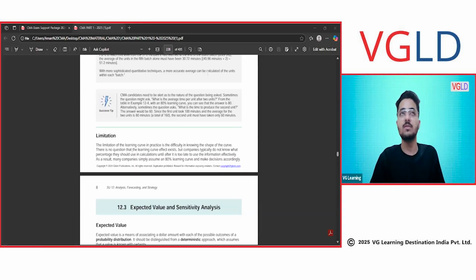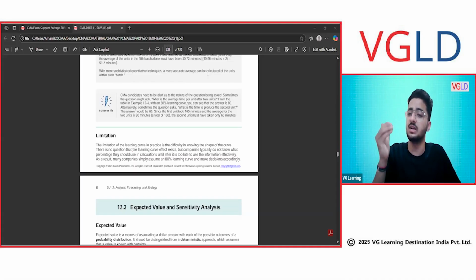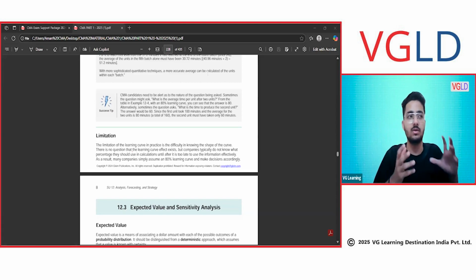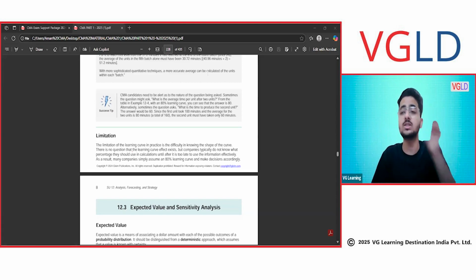So what is a learning curve? Learning curve is basically that particular assumption or analysis for our budgeting and decision analysis process, where we assume a percentage reduction in our time whenever we double our production. It is the reduction in the time period to produce that product whenever you produce it again and again. That is what learning curve analysis is, and it has a limitation: it is very difficult to find out the shape of the curve. Got it, guys? Clear?